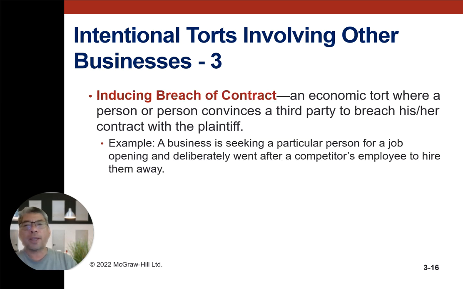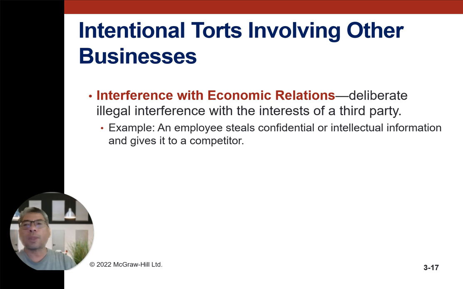inducing breach of contract is an economic tort where a person convinces a third party to breach his or her contract with the plaintiff. Example: a business is seeking a particular person for a job opening and goes after a competitor's employee to hire them anyway. Okay, that's inducing a breach of contract. Interference with economic relations is deliberate illegal interference with a third party. Example: employees steal confidential or intellectual information and give it to a competitor.